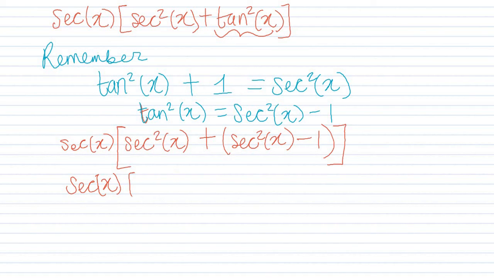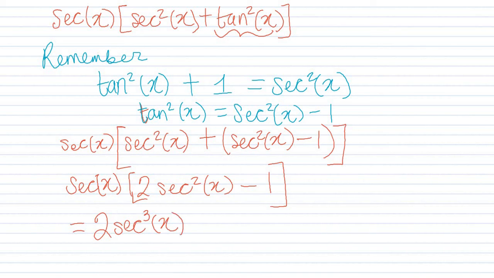In this case is what? It's 2 secant squared x. And then we just have 1 chilling over there, so we're just going to say minus 1. So when we multiply through, we have that to be 2 secant cubed of x minus secant of x. Okay? So this is our answer.